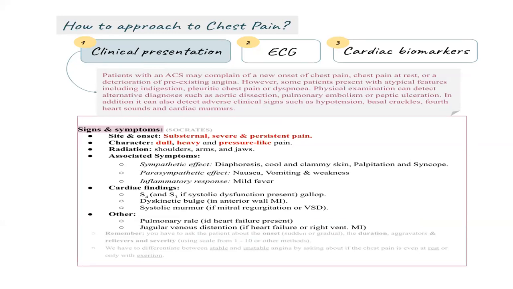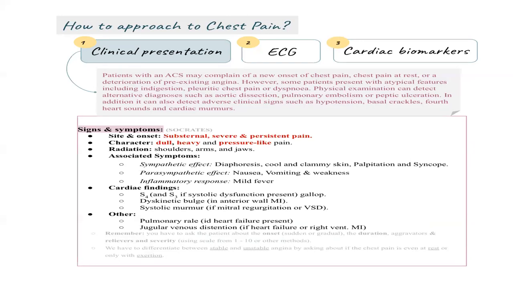And it does have associated symptoms such as your sympathetic effects, which can be diaphoresis. The patient will be cool and clammy, and they might have palpitations or syncope. In terms of the parasympathetic effects, they have nausea, vomiting, and weakness. And importantly, there is an inflammatory response, which can cause a mild fever in the initial period.